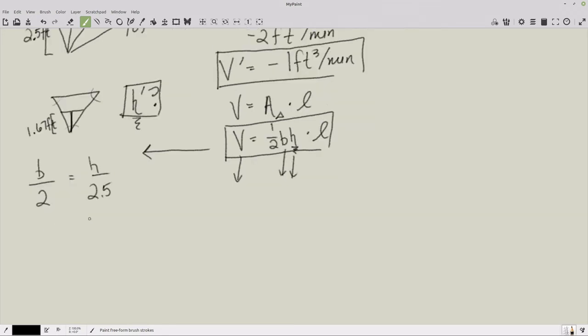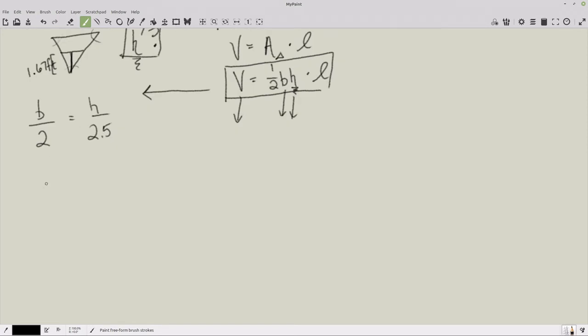Now we can solve for base. Since we want to solve for base, we multiply by 2, so base equals 2h over 2.5. Simplifying this, think of it as 20 over 25, which is 4 over 5. I hope that made sense to you, what I did there. All I did was simplify: you're dividing both by 0.5. There are 4 0.5s in 2, and 5 0.5s in 2.5, so you get 4 over 5.